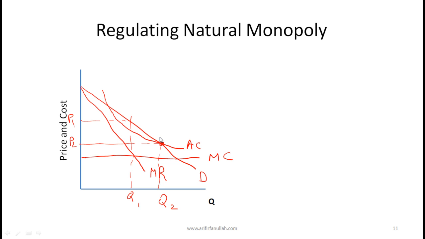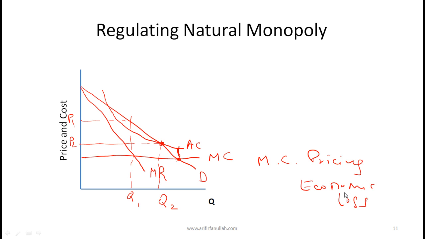The other type of regulation, which is less popular in the world, is marginal cost pricing, where the government says that you must set a price equal to marginal cost. But what's the problem with marginal cost pricing? The problem is that there is actually going to be an economic loss. So with marginal cost pricing there will actually be an economic loss, which is clearly not a good thing in the long run.